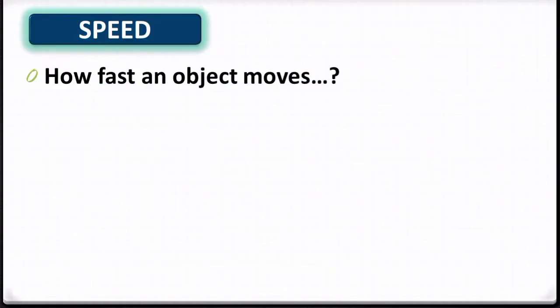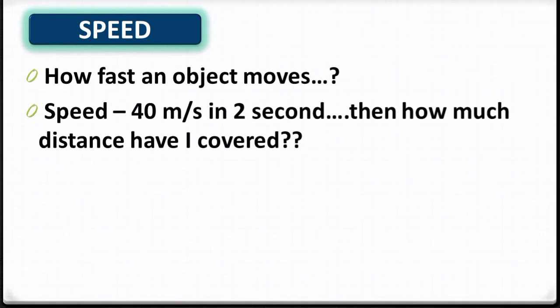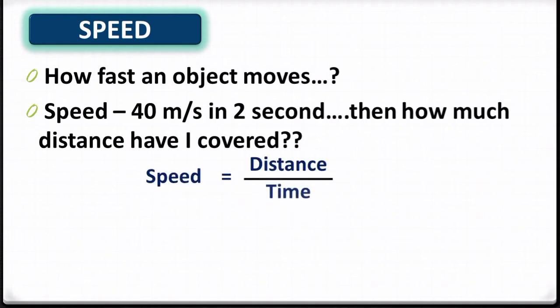Suppose I travel with a speed of 40 meter per second, then what is the distance covered in 2 seconds by me? We know that speed is equal to distance by time. So, distance is equal to speed into time. That means I have covered 80 meters of distance in 2 seconds.